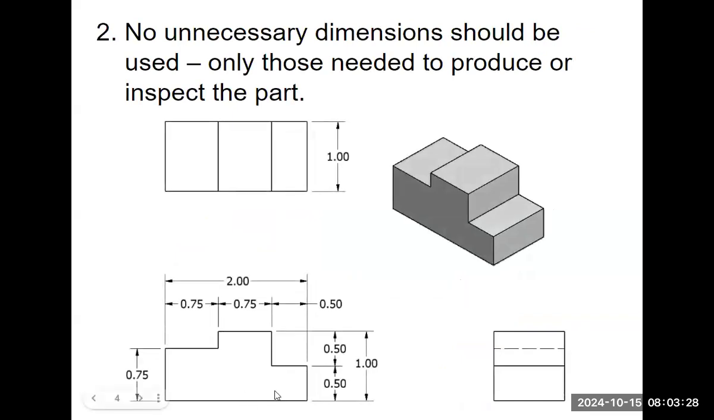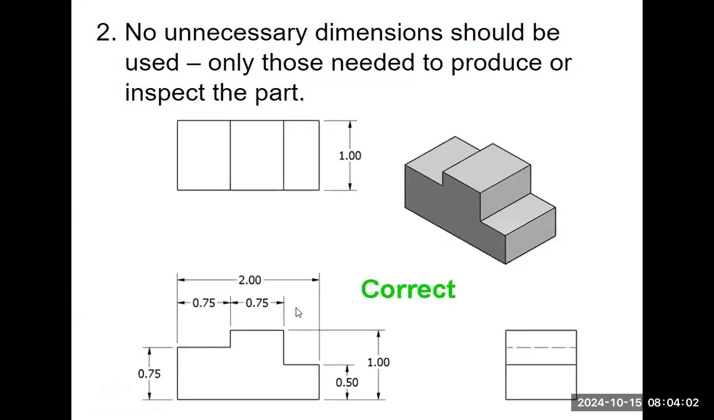Okay, another way to over dimension is by adding implied dimensions. If you know the total width is 2, and you know the distance from this side to here is 0.75, and then from that point to here is 0.75, you can figure out the difference between this edge right here and the whole thing is 0.5. You don't need that 0.5. If a dimension isn't needed, you don't put it on there.